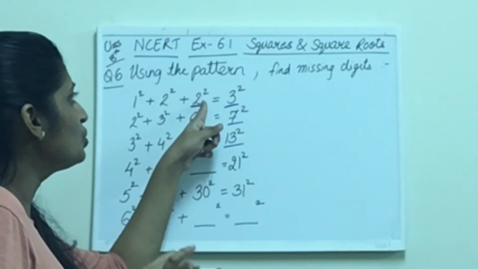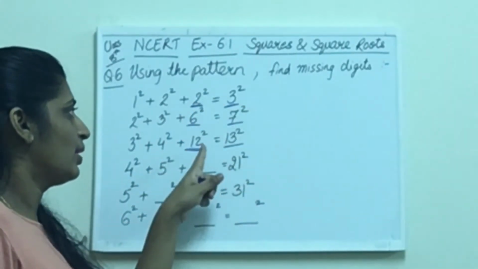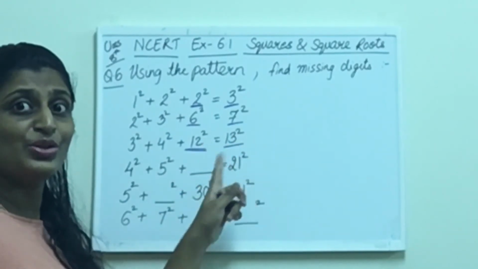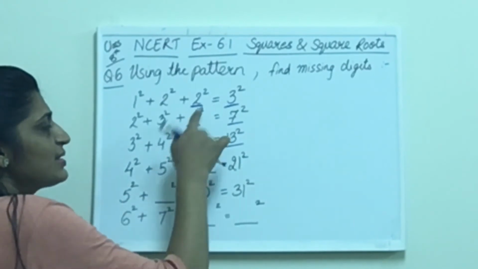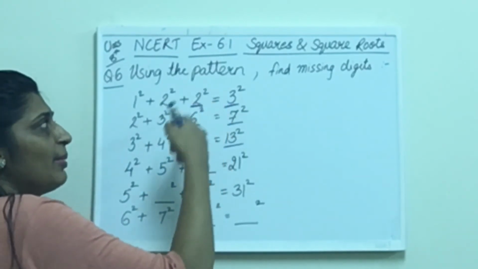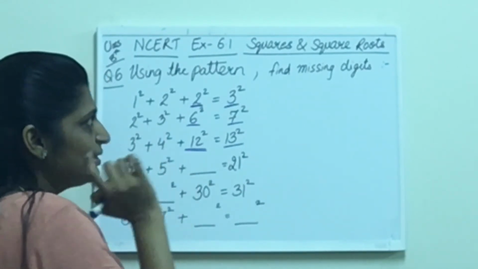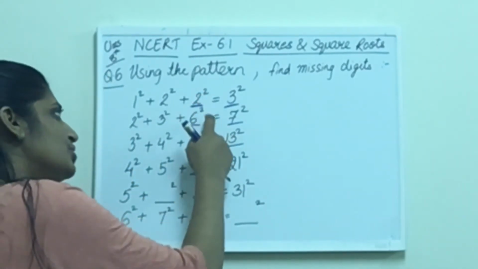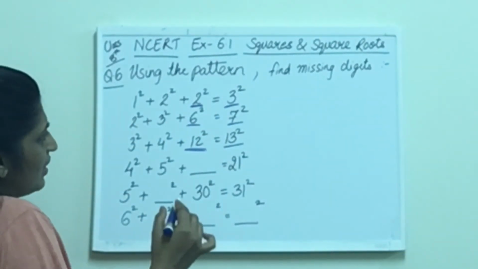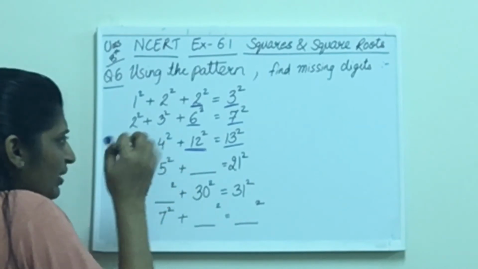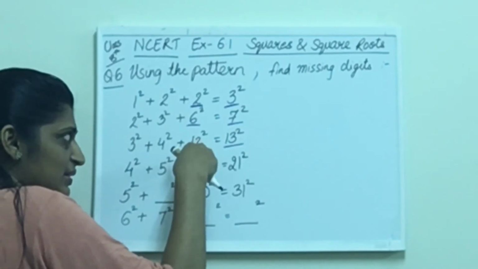See, 2 square, 3 square, 6 square, 7 square, 12 square, 13 square. So there is a consecutive. 12's consecutive number is 13. 6's consecutive number is 7. The consecutive number of 2 is 3. So the very next number. This can be easily observed from 1, 2 and 3. Now the question comes, what should be the relation between the first 2 numbers and this one?